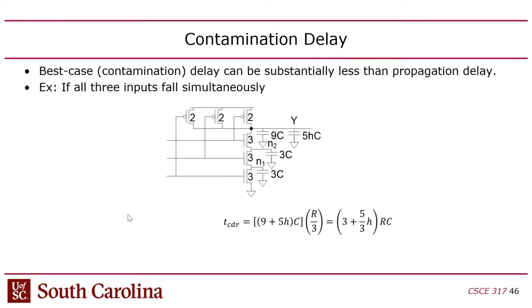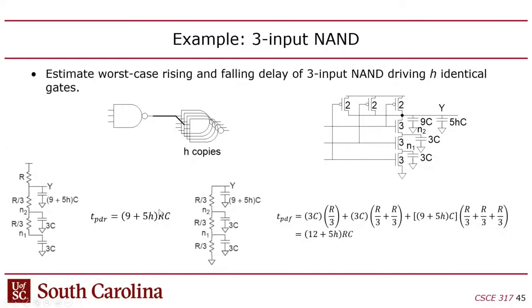Okay, and then finally, one last thing: contamination delay is the same thing, except this is what I was talking about earlier. If you turn all 3 of these pull-ups on at one time, then the effective resistance there is R/3, because you've got 3 parallel resistors. So the only difference between the contamination and the propagation delay is for the pull-up. In this case, the calculation uses R/3 because there are 3 parallel transistors, whereas the propagation delay uses R. That's the only difference.